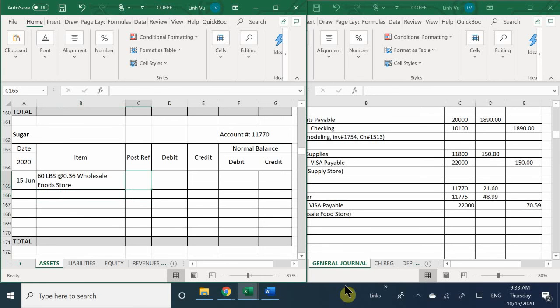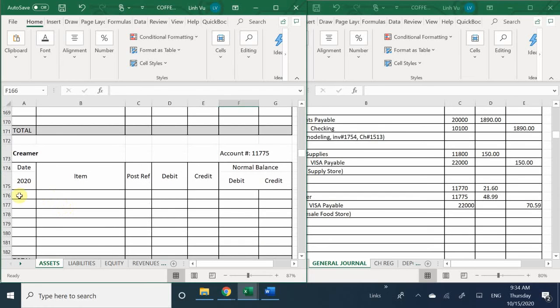Post reference. GJ5, journal 5. All right. 2160, making my balance also 2160. All right.